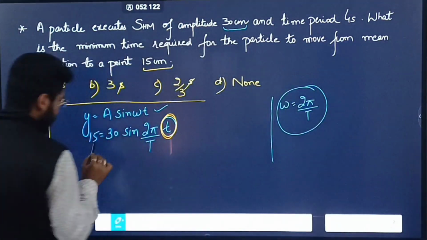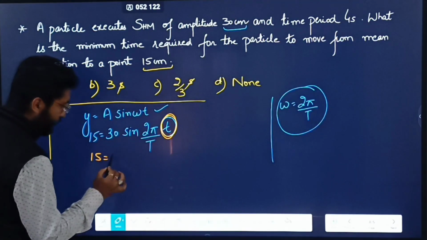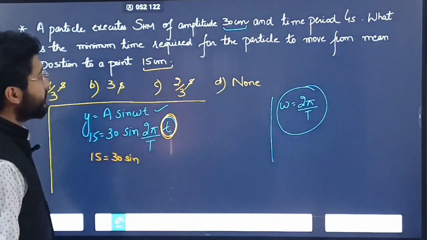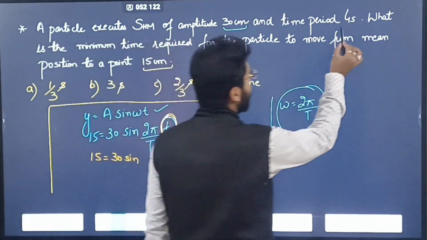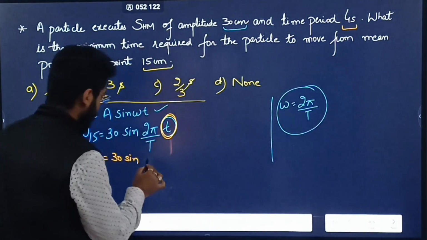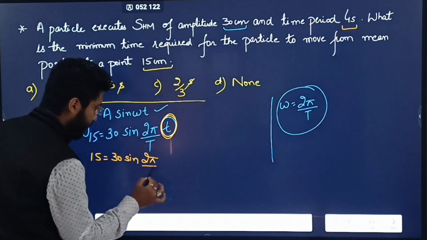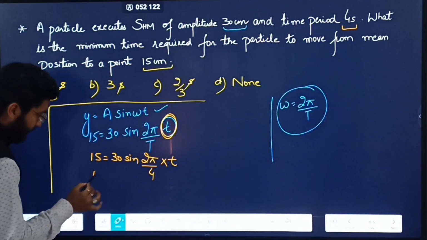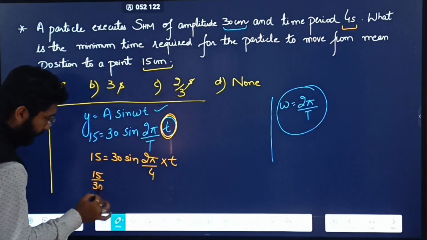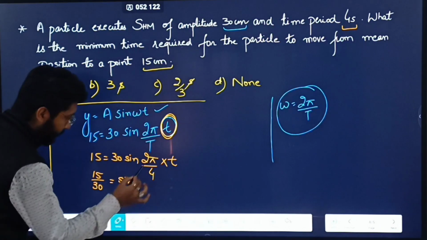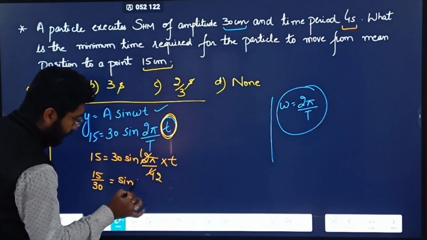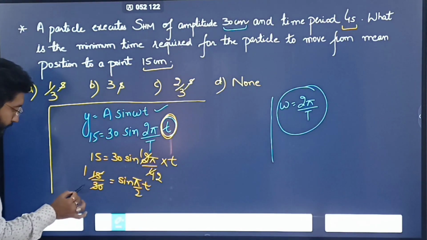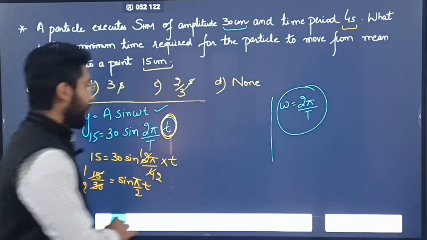Now 15 equals 30 sine, the value of capital T is also mentioned in the question, which is the time period 4 seconds. Now 2 pi by 4 multiply by t. 15 divided by 30 equals sine pi by 2 t, and this becomes 1 by 2.